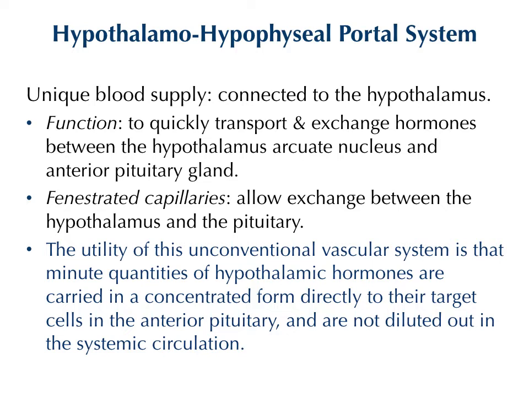Now, why do we make such a special fuss about this whole unique connection? It's because the utility of this unconventional vascular system is that the minute quantities, teeny tiny little quantities of hypothalamic hormones are carried in a highly concentrated form directly from the hypothalamus to their target cells in the anterior pituitary without being diluted at all in the systemic circulation.